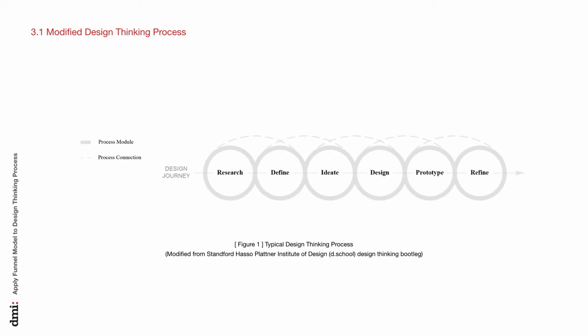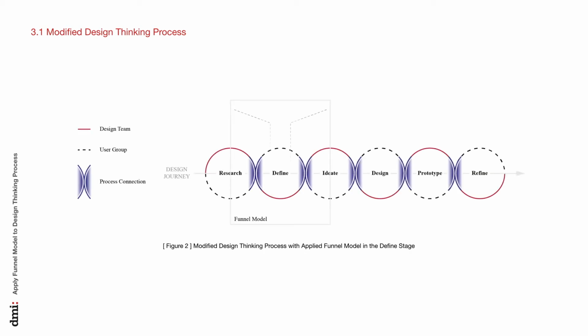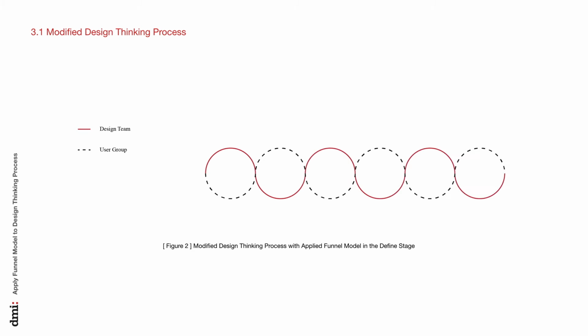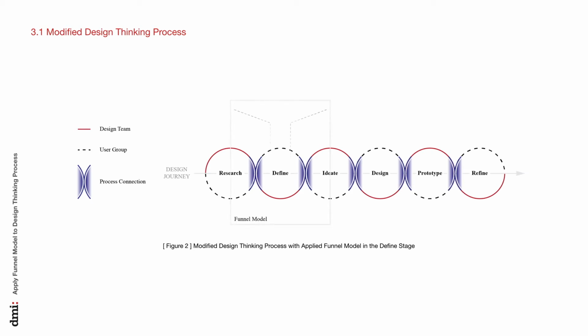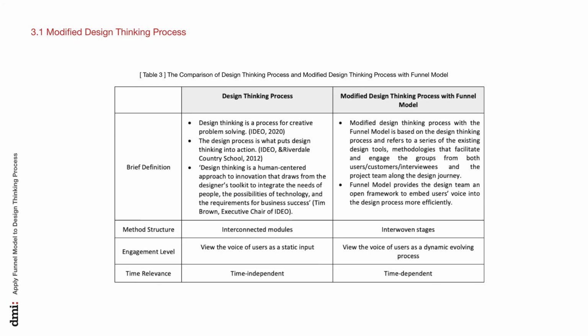Chapter 3, Funnel Model. The typical design thinking process enables the interviewees to play an active part in the design decision-making process. The modified design thinking process in this diagram has been unfolded into 3 parts: the collaboration between design team and user group, the design journey from research to refinement, and the funnel model added between the research and ideate stages.